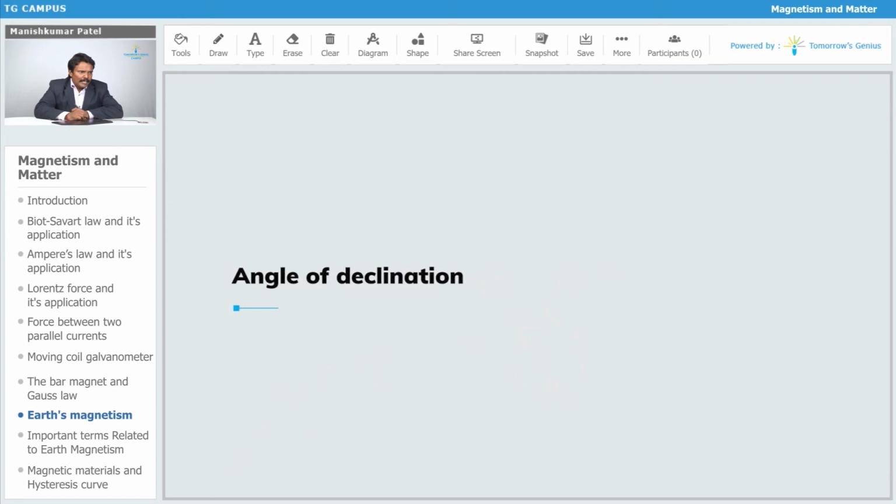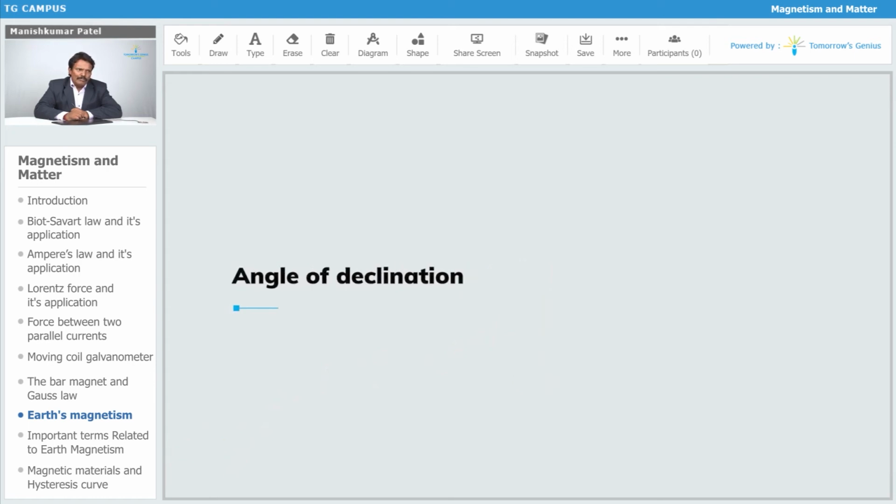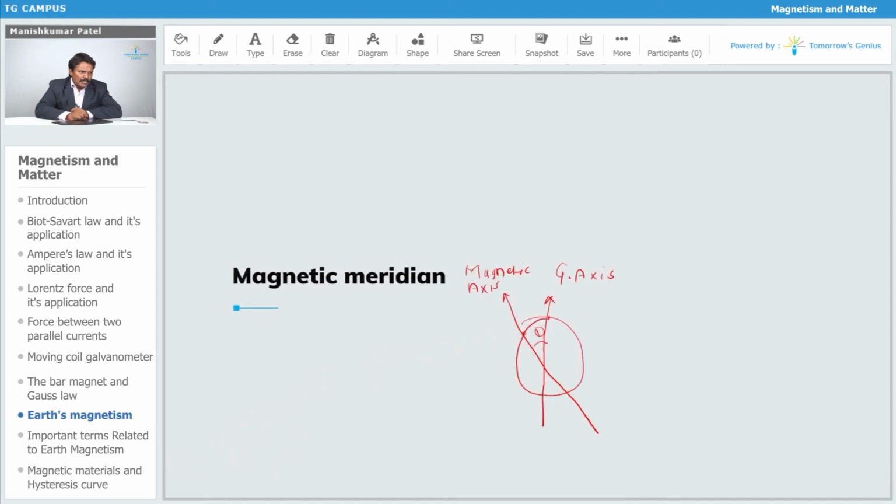So that angle we are going to call the angle of declination. The angle of declination is the angle between the geographic axis and the magnetic axis. So this is how we can define the different terms.